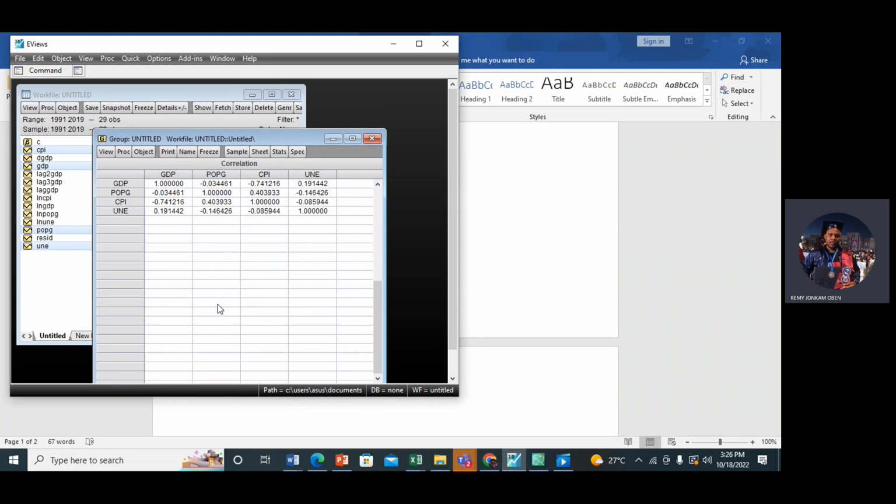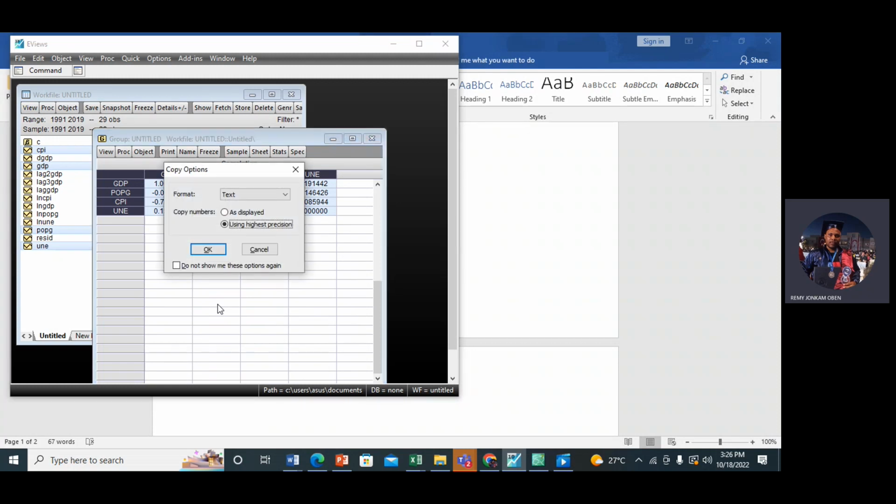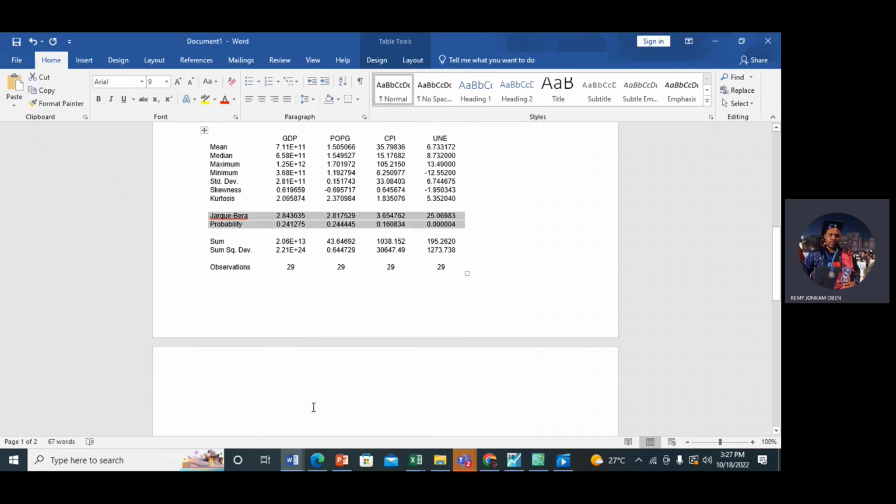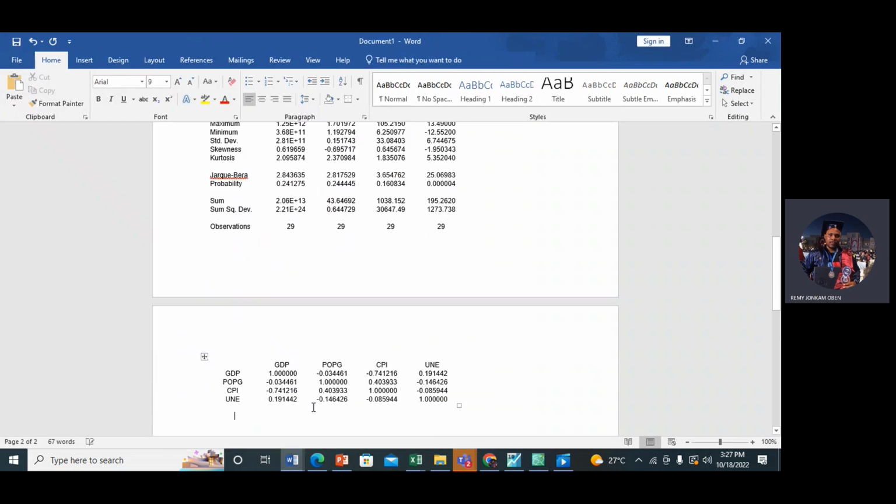So you take Control A, then you take Control C, copy, come and put as displayed, copy as displayed. Okay. You come to the Word file and you paste, Control V. You paste it and you explain. Explain to me the relationship between the variables. Is it positive? Is it negative? Is it strong? Is it weak? Is it medium? And why?